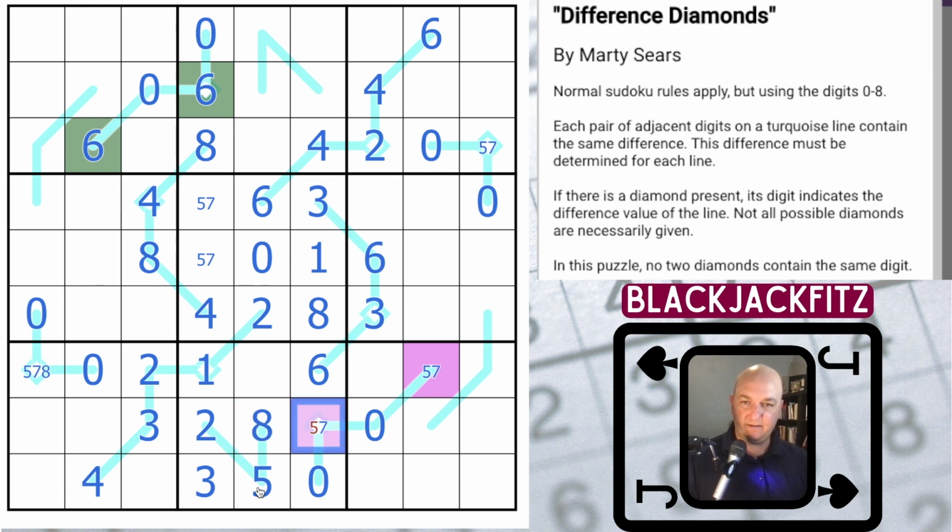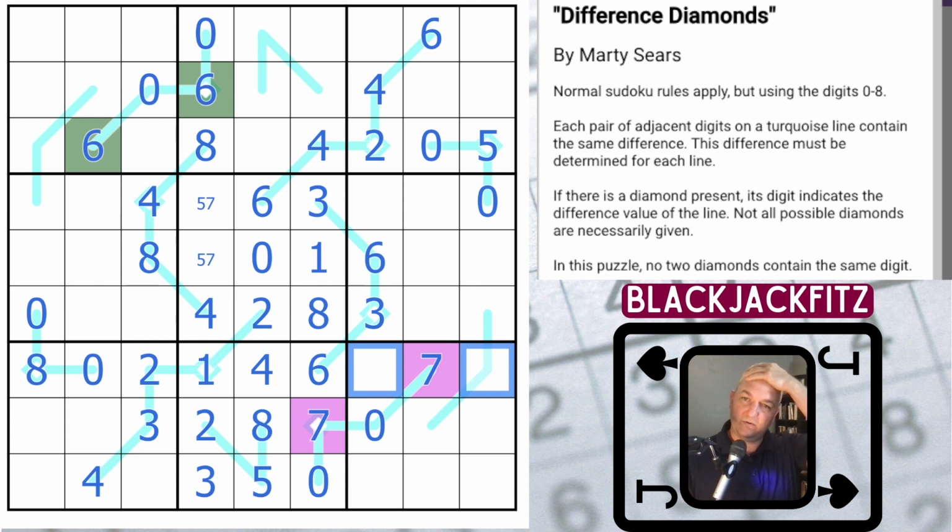That's an 8. 7, 7. Now this is 5 and this is 8. Right? This now is 4. 0, 1, 2, 3, and 5, which we can do. 5 and 3.